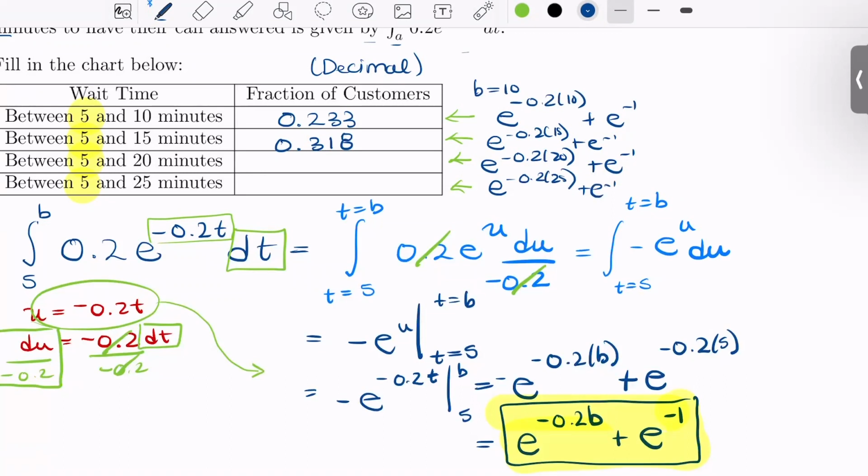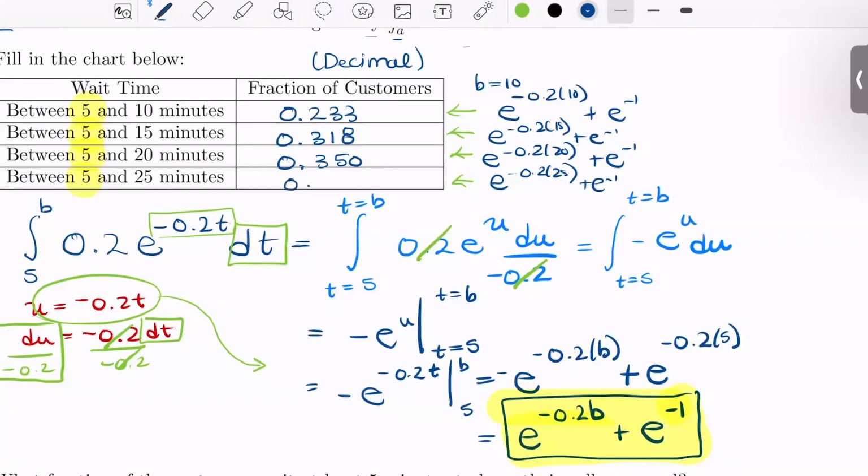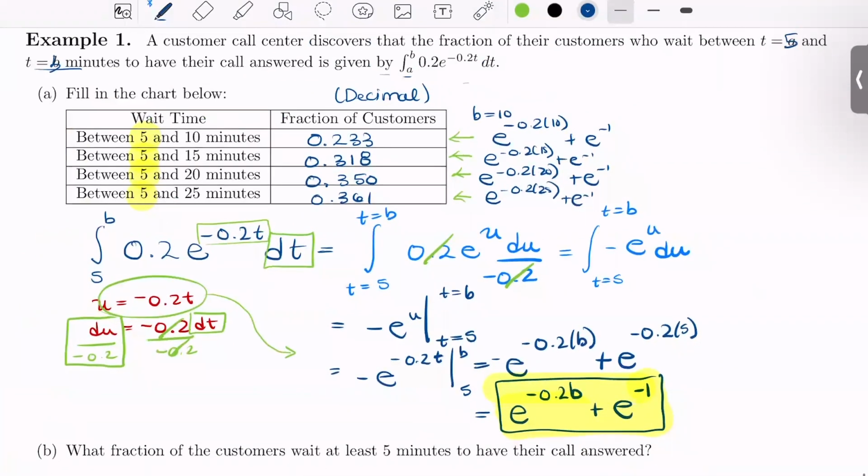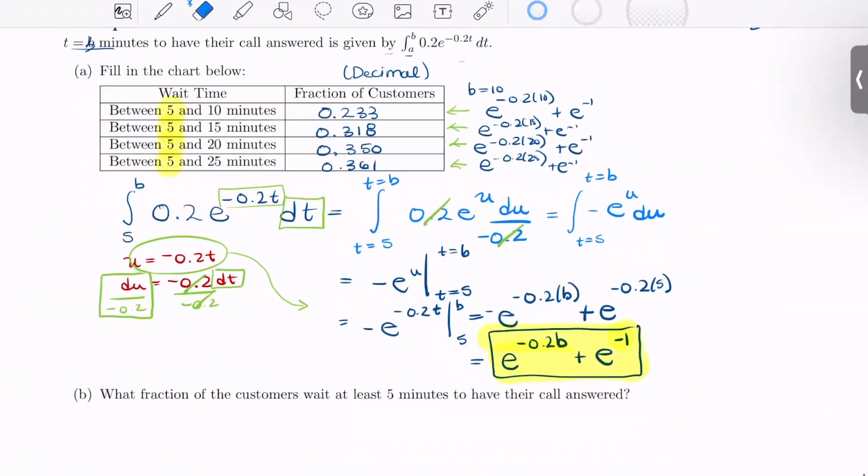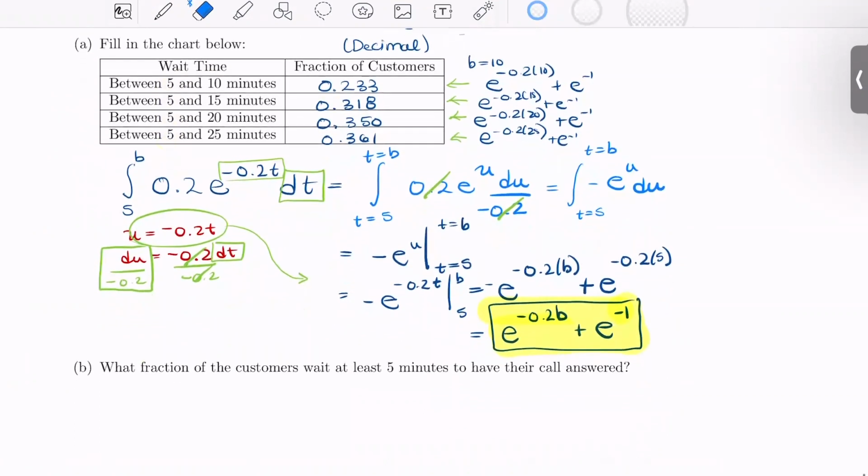And when we put all those in our calculator, we're going to get 0.350. And finally, 0.361. Okay, cool. Look at us computing all of those parts of customers or fractions of customers with those given wait times. Okay, so in part B, we're going to look at things a little bit more generally.